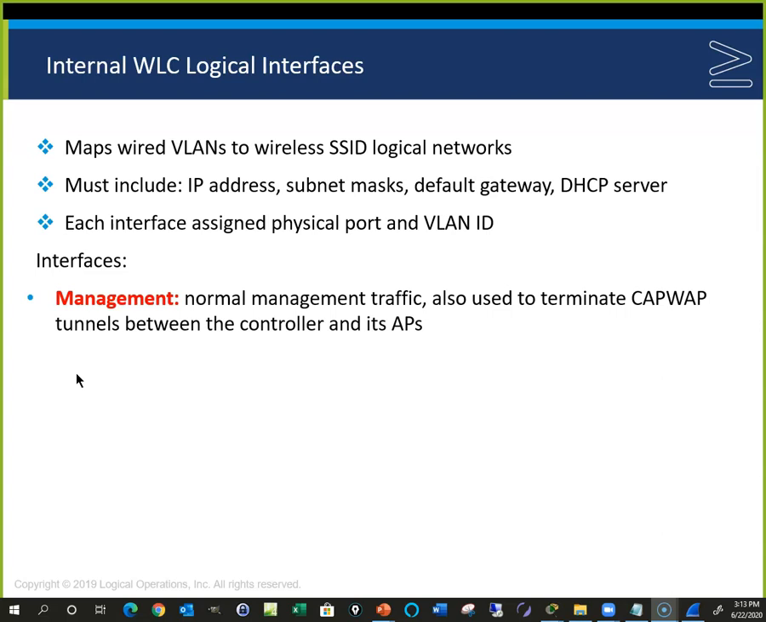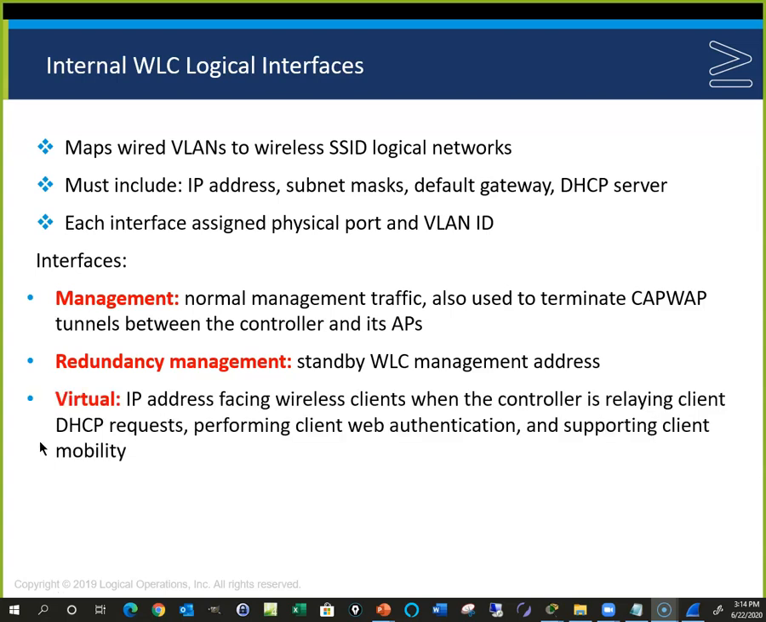The management interface, normal management traffic is going to be on this one. It's used to terminate the CAPWAP tunnels between the controller and the access points. Then there's redundancy management, standby wireless LAN controller management, and then the virtual IP address facing the wireless clients. These are terms, and we'll see these as we go through the configuration of the one. We're going to finish the configuration of the one that I actually could connect.